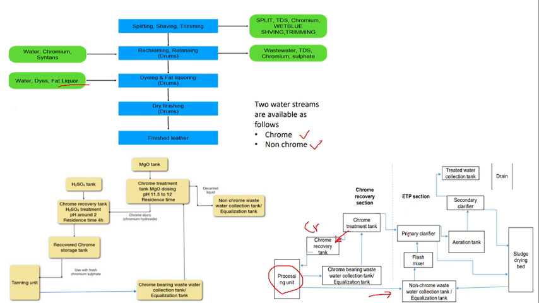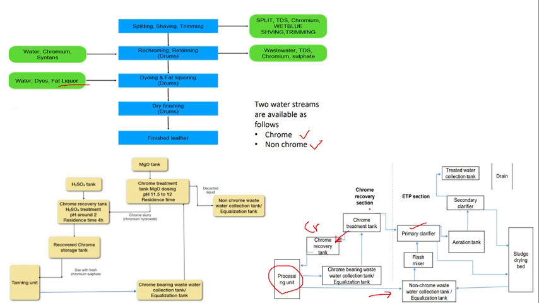Then it goes to the ETP section, which has the primary clarifier. The primary clarifier separates the sludge and the top water. It then goes to the secondary process called the aeration tank, where the activated sludge process happens. Our solid particles form flocs, and all the sludge settles down in the secondary clarifier. The sludge produced at the bottom is collected in the sludge drying bed, and the clear water goes to the treated water collection tank. This is what happens in the tanning wastewater treatment process. The effluent treatment includes the primary clarifier, aeration tank, and secondary clarifier, and then the treated water is collected.